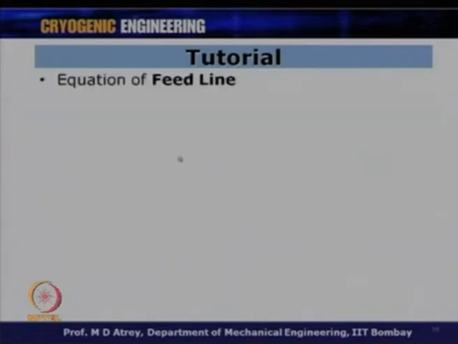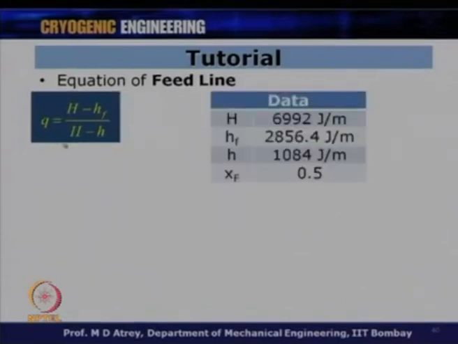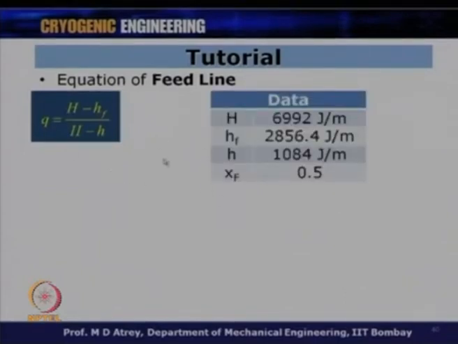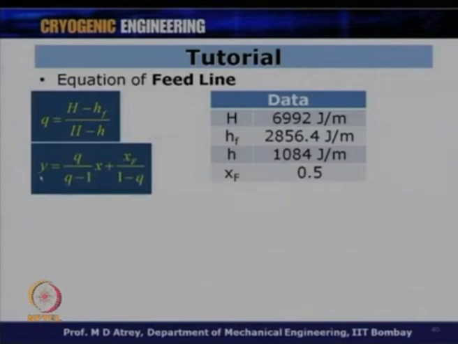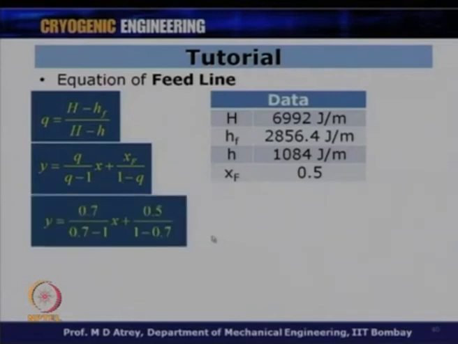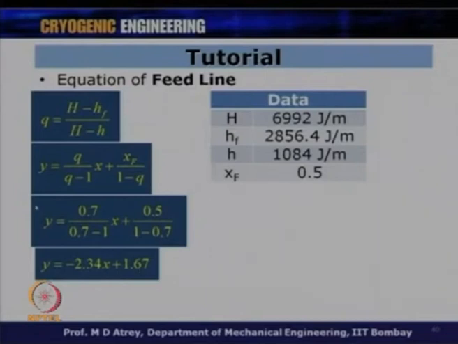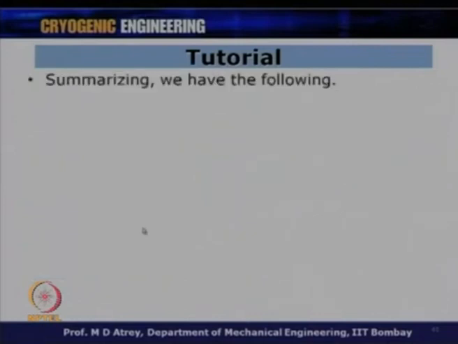The third is the equation for the feed line. The feed is given by this formula, the q is given by this formula. I have all other variables available with me. The equation for the feed line is q upon q minus 1 x plus this. Putting these values over here, I get y is equal to minus 2.34 x plus 1.67. That means the slope of the feed line or the q line is minus 2.34. This gives you the direction of the q line, and this is the y intercept of the q line. And again you know that this line intersects y is equal to x at x is equal to xF, xF is equal to 0.5 if you remember. Okay. So, I have all the three lines.